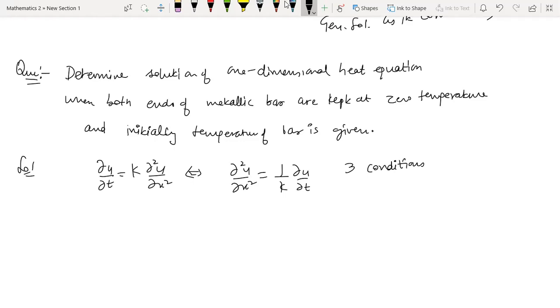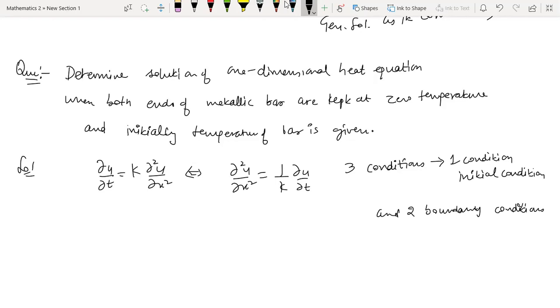So here there will be 3 conditions given to you. One condition will be for time, and that condition will be known as the initial condition, and there will be 2 boundary conditions given to you. Because a first order time derivative is there, for time you will be given 1 condition.